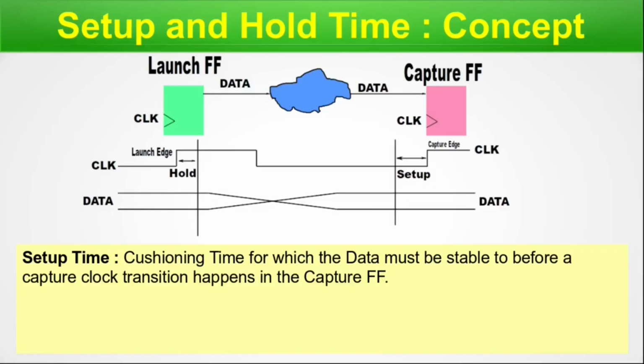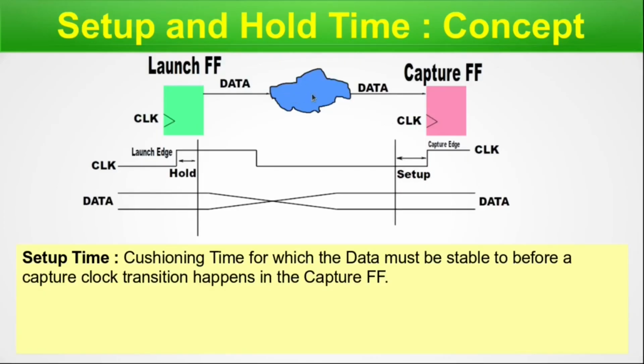in the capture flip-flop. Now guys, let me bring the mouse pointer here, as we are talking about the setup time. You can see the capture flip-flop must get a time cushion, as I am pointing with my mouse, before the capture edge of the clock hits the capture flip-flop. This is the capture edge at the capture flip-flop. This cushioning time lets the capture flip-flop set itself up for the capture of the arrived data.